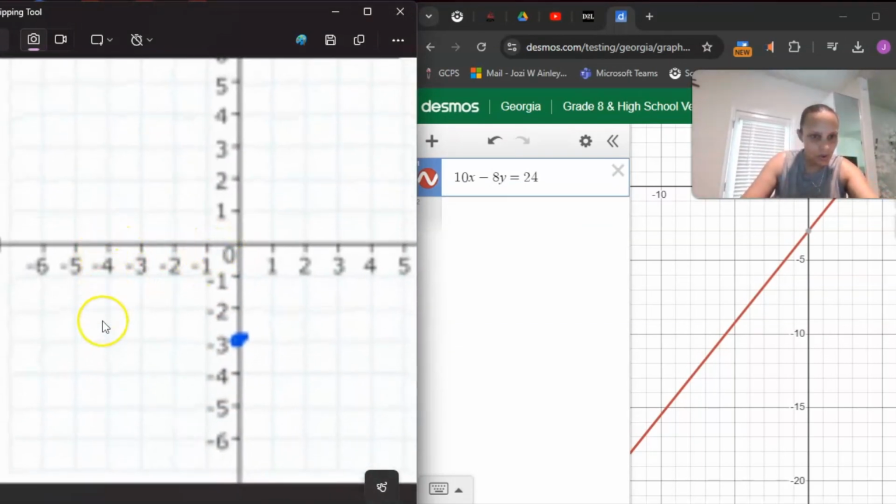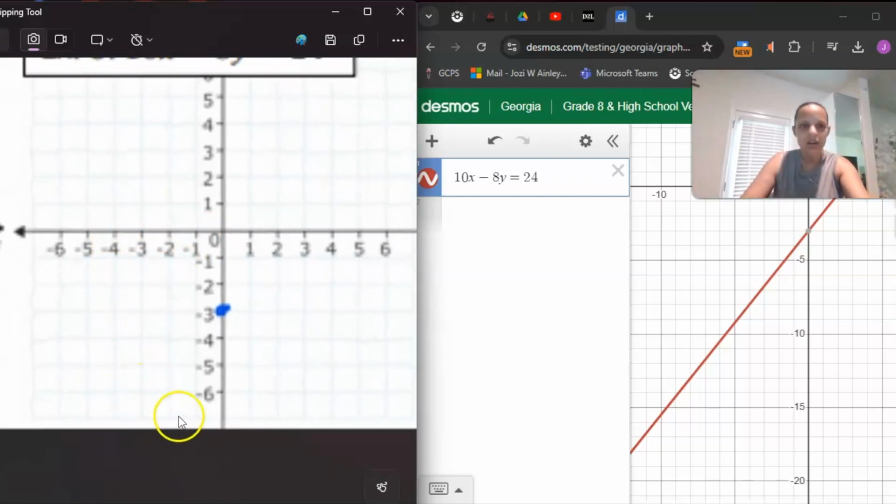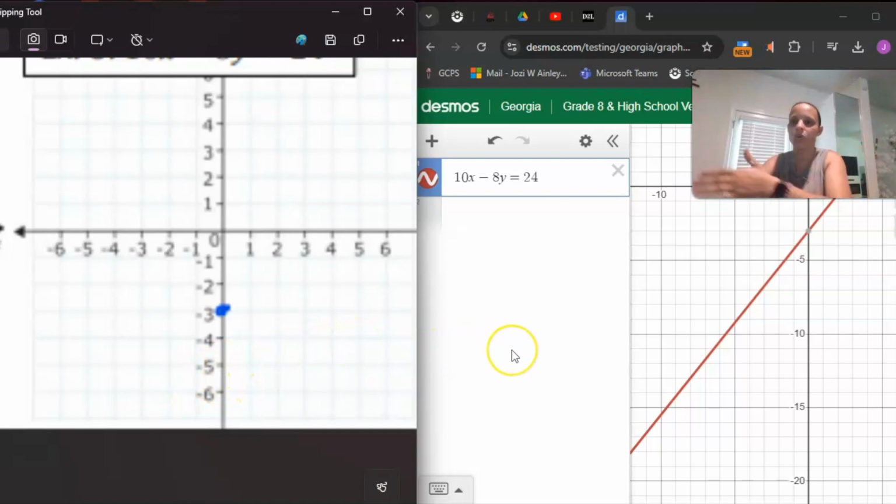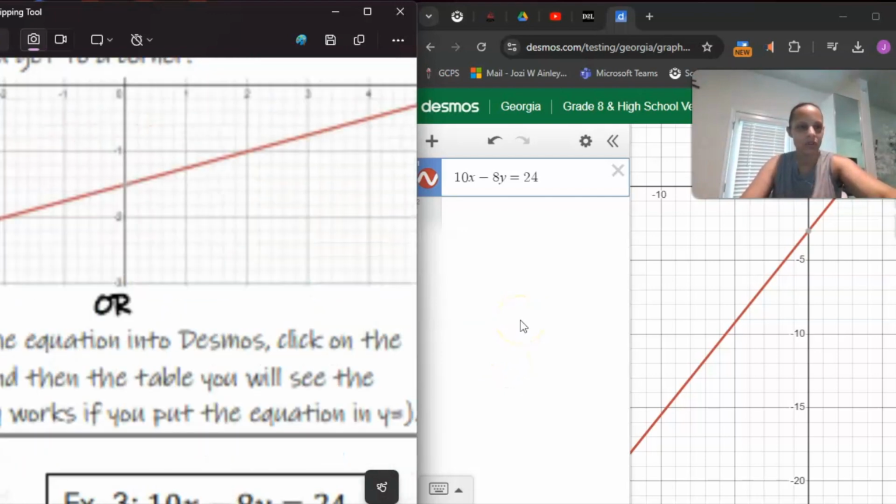So negative 4, negative 8. Oh, I don't have negative 8 on this paper. I can't graph that point. That's fine. So I can keep going with that method until I find another point. But let me go ahead and show you a different method if you don't like that one.